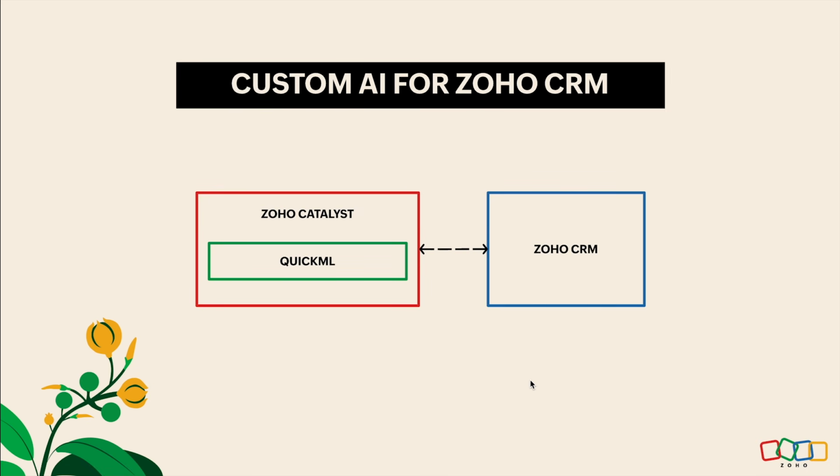Similar to Zoho CRM, we also have the Zoho Catalyst product, which is a development platform where you can build your own custom solutions. The Zoho Catalyst product has its own various services which cater to a variety of custom solutions. In our case, we'll be using the QuickML service that is part of Zoho Catalyst, where you can create your custom AI solutions and access those solutions from Zoho CRM.